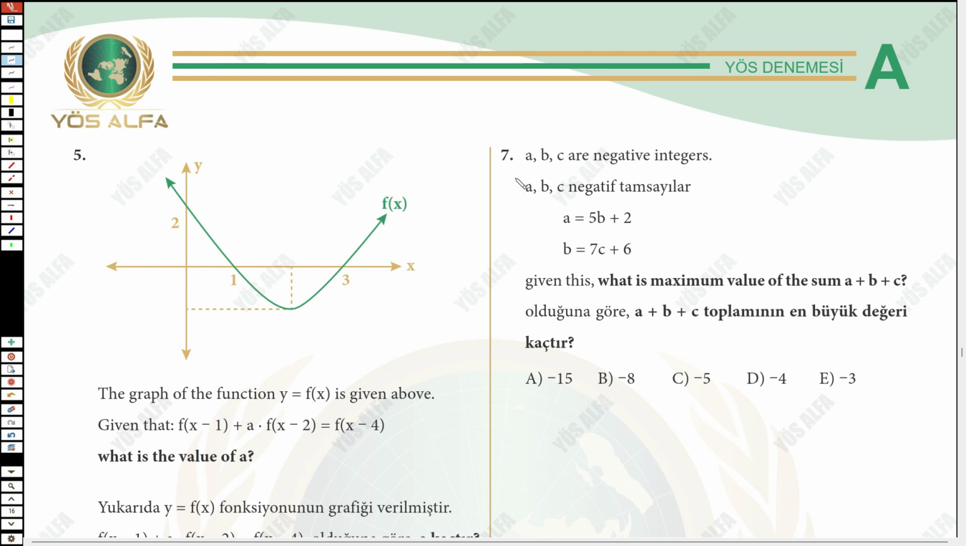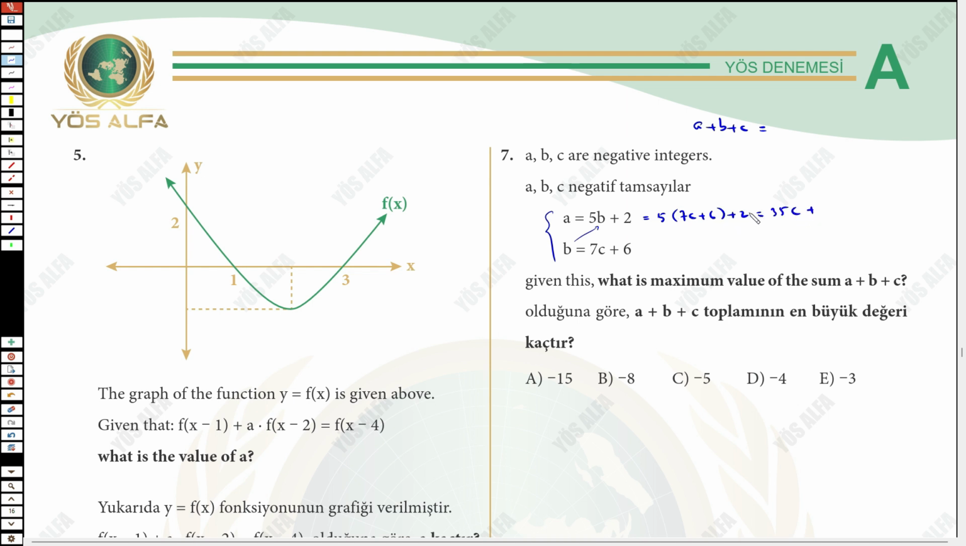Number 7. a, b, and c are negative integers. Given this, what is the maximum value of the sum a plus b plus c? To solve this kind of problem, it's always easier if we try to describe the summation as a one variable problem. To do that, I'm going to describe a, b, and c all in terms of c. So a is 5b plus 2. So b is given to be 7c plus 6. So if I substitute b over here, it becomes 5 times 7c plus 6 plus 2.